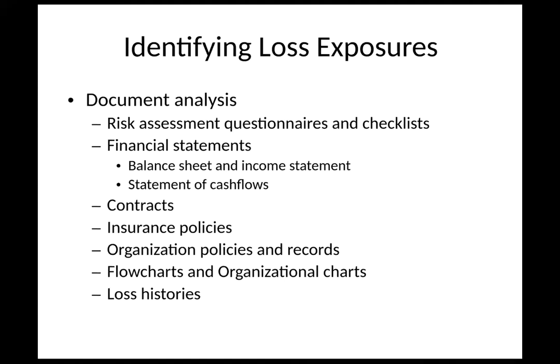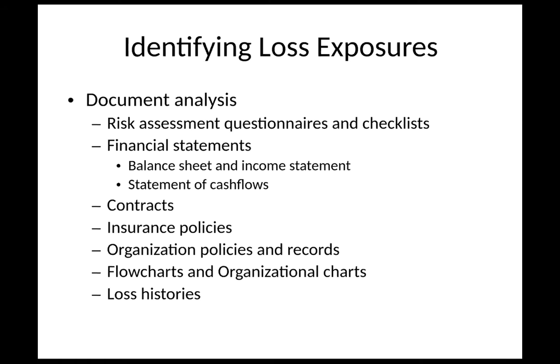Organization policies and records, policies, procedures, SOPs, all those things can be quite helpful. Flow charts and organizational charts. I would say organizational charts, what the reporting structure is. Sometimes you can identify risks there. And then, as I mentioned, flow charts, we'll see some of those just as far as even bottlenecks as far as processes. And then lastly, loss histories, which we talked about before doing the loss analysis.